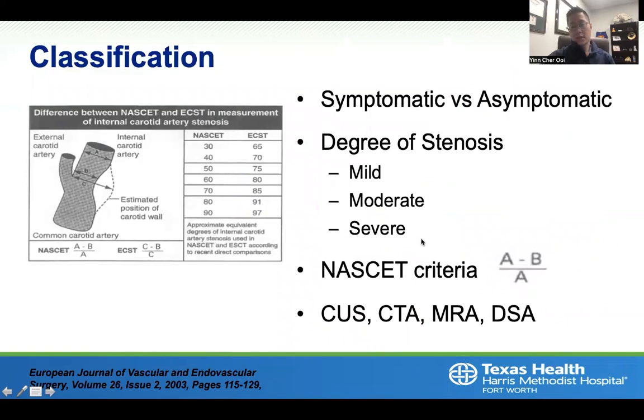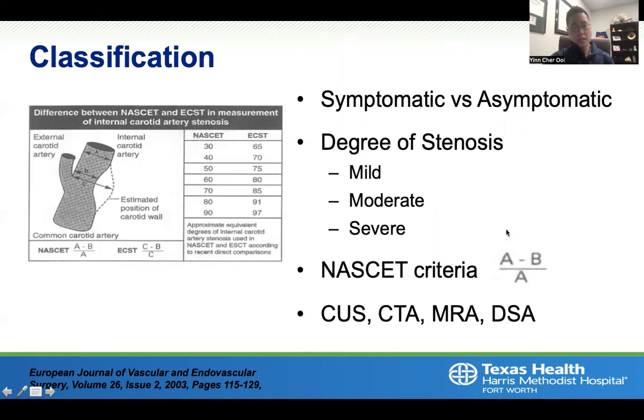Carotid artery disease in general can be broadly classified into symptomatic versus asymptomatic lesions, as well as based on the degree of stenosis. Symptomatic lesions can either present as amaurosis fugax, a transient ischemic attack, or true ischemic strokes with lasting neurologic deficits. The degree of stenosis is measured as mild, moderate, or severe, and while there are several different ways to measure a carotid stenosis, the most widely accepted is the NASCET criteria using the listed formula.